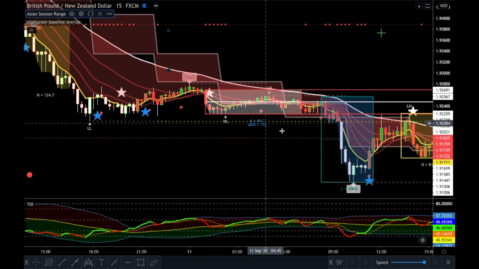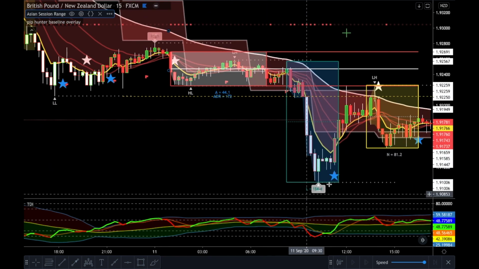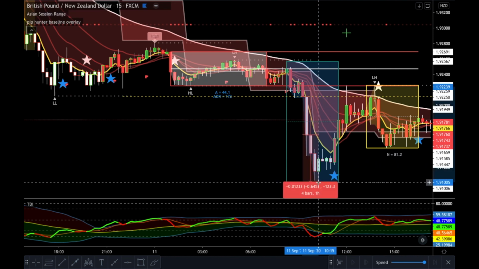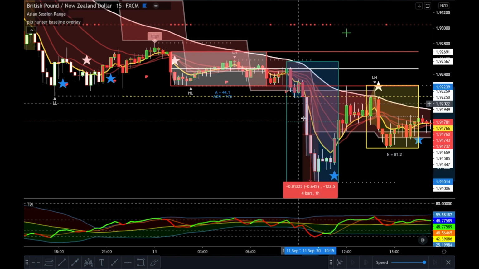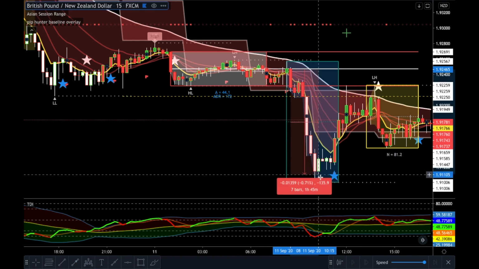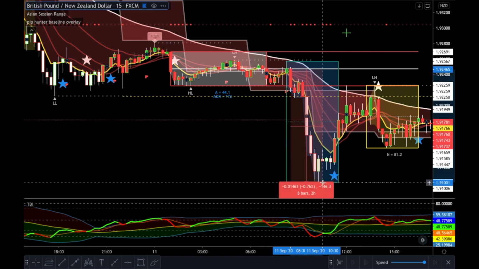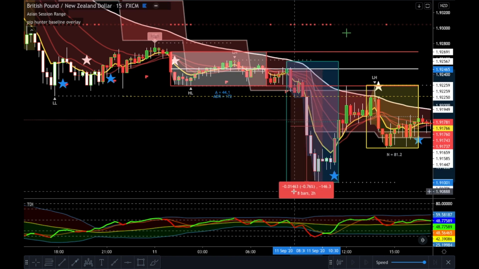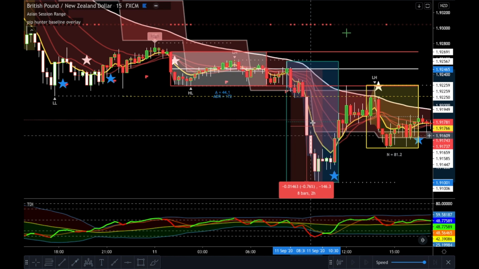The Asian range was 44 pips, so I'm only expecting some type of breakout. And this was a 130 pip sell from here. If you caught it all the way from up here, this was almost a 145 pip trade. You had a TDI crossover here though, to be fair, right here, and you would have been able to catch this trade from this level here.